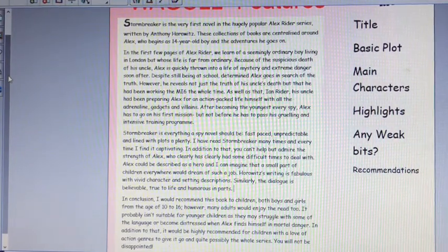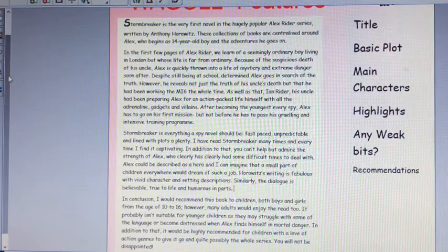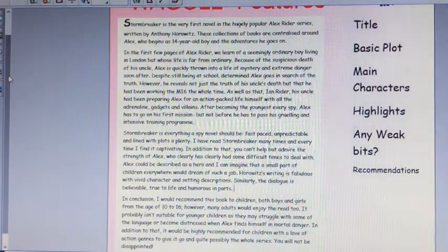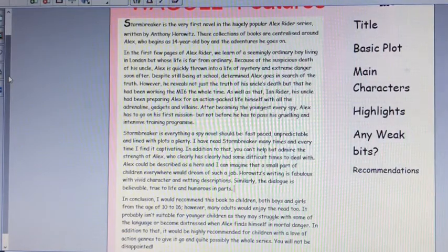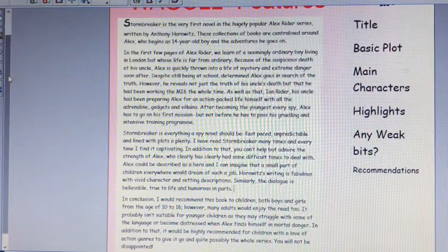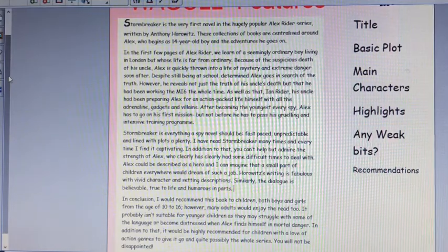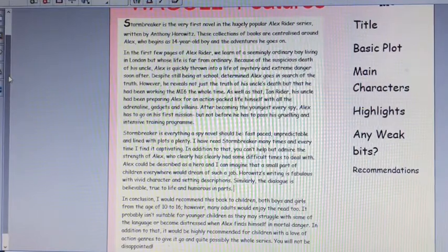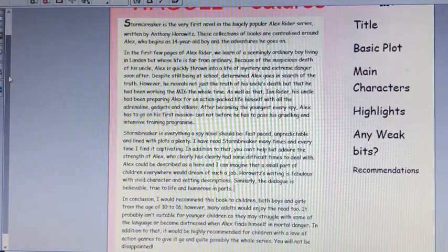The main characters are also included, so we can see Alex Rider is listed and Ian Rider, but we don't share too many of their characters again because we want the readers to find them out for themselves. Then we have to share the highlights, so what we really enjoyed. Then we look for any parts that were not so good that could be improved. In this case, Stormbreaker is a hit and there weren't many areas for development.